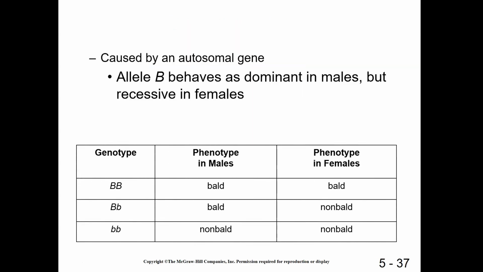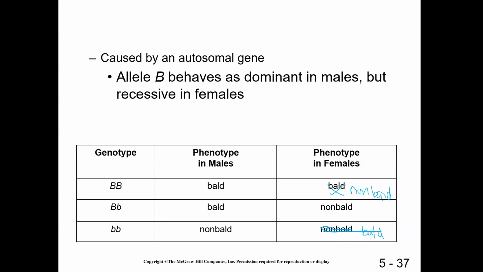So it turns out that there's an allele that behaves dominantly in males, but is recessive in females. And so genotype big B in males produces a bald male. The phenotype in females is, this table looks upside down. This should say non-bald. Ooh, that's a mistake. And this should be bald. Wow. Good thing we're moving on to a new edition of the book, right?